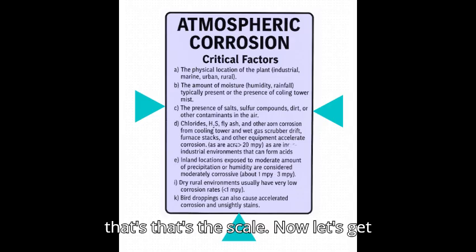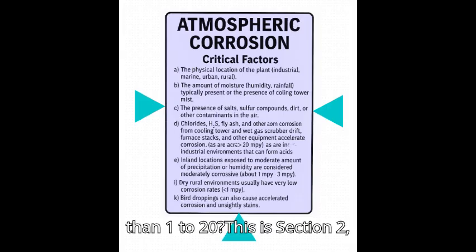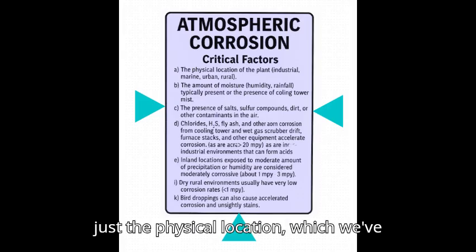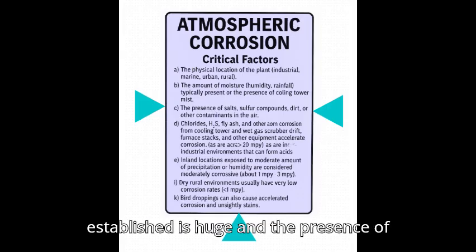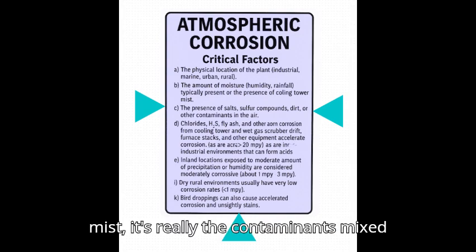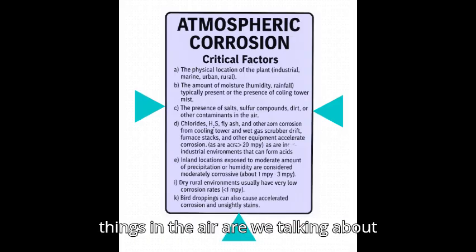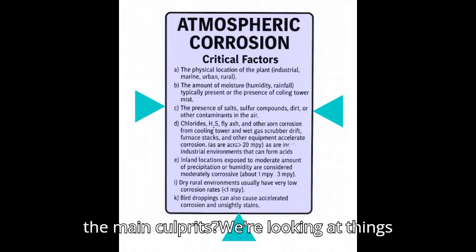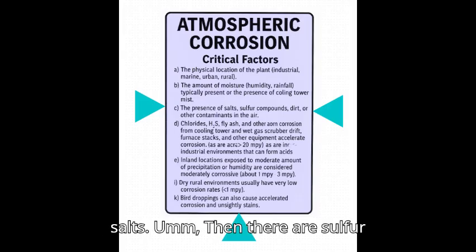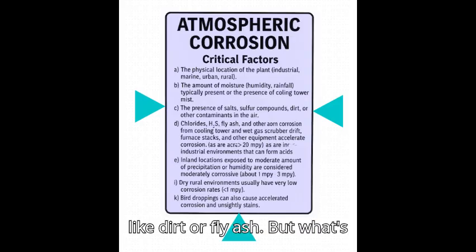Okay, so that sets the scale. Now let's get into the why. What are the factors actually driving that rate up from less than 1 to 20? This is section 2, the critical factors. Right. So beyond just the physical location, which we've established is huge, and the presence of moisture, whether it's humidity, rain, mist, it's really the contaminants mixed in with that moisture. They're the chemical accelerators. And what specific things in the air are we talking about, the main culprits? We're looking at things like chlorides, think sea salt or de-icing salts. Then there are sulfur compounds, often from industrial pollution, H2S, and even fine particles like dirt or fly ash.